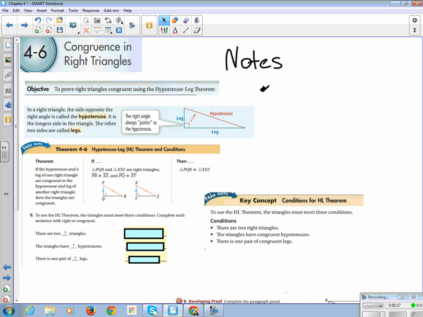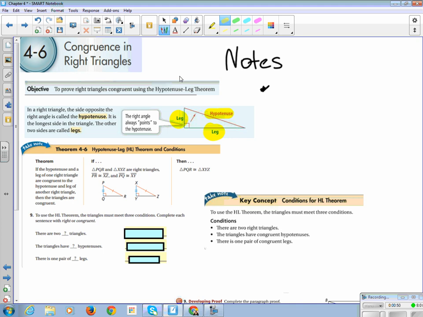So just to remind you, when you have a right triangle, the leg and the leg are the two shorter sides, and the hypotenuse is the longest side, and it is always opposite the 90-degree angle. That's forever in all right triangles.